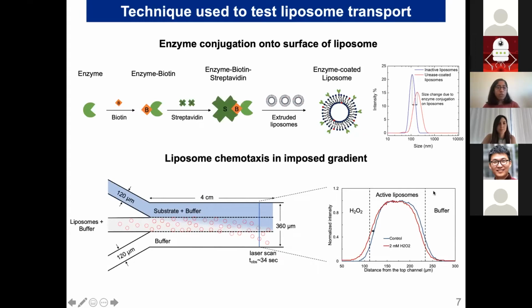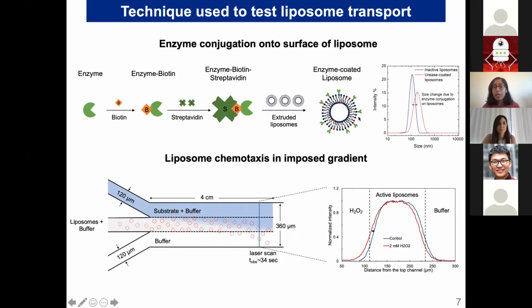And once we form these uniformly sized liposomes, we want to attach enzymes onto their surface. And we do this using the biotin-streptavidin conjugation technique. The enzyme is first biotinylated, and then streptavidin is attached onto it, and then they are mixed with the extruded liposomes in order for the enzymes to attach onto the surface.